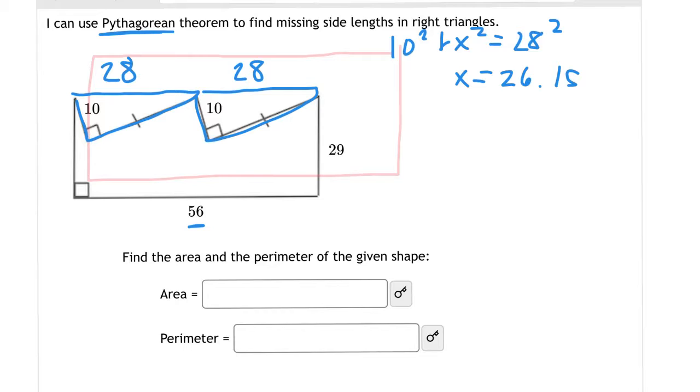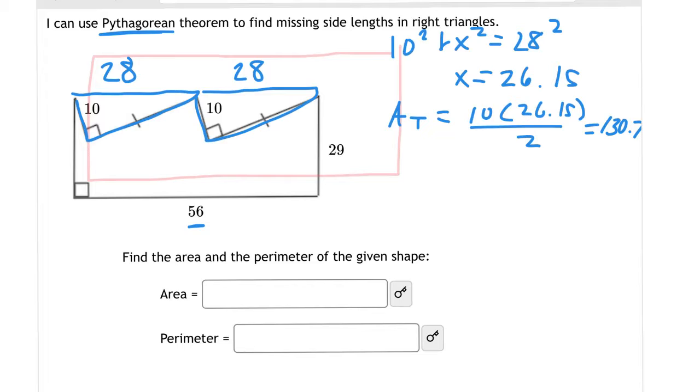So then from there, I would try to find the area of the triangle. So if I try to do the area of the triangles, I would do the base times the height divided by 2. So I'm going to do 10 times that 26.15 and then divide by 2. And that'll give me the area of each of those triangles. So if I do that, I should get about 130.77. I did not round my answer when I did that, so I used the full decimal from my Pythagorean theorem when I calculated that.